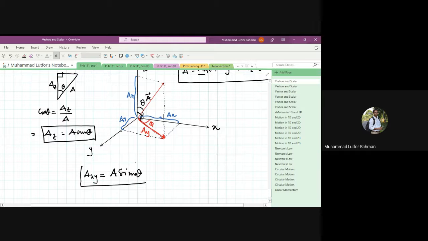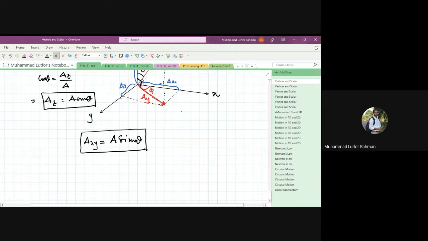I have to use this one. Why am I using that? Now look at this, come over here. This axy creates some angle. This one is 90 degree definitely. This is my axy, this is my ax, and it creates an angle phi over here.